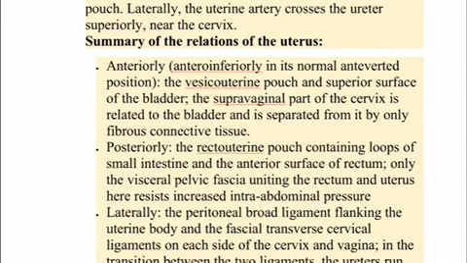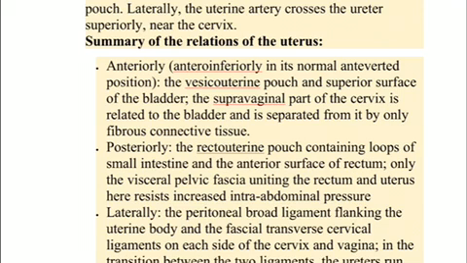Laterally, what are the relations of the uterus? You have the uterine artery crossing the ureter superiorly near the cervix. So the relations of the uterus, you must not forget anteriorly, anterior-inferiorly sort of, because the uterus is anteverted, you have the vesicouterine pouch and the superior surface of the bladder.